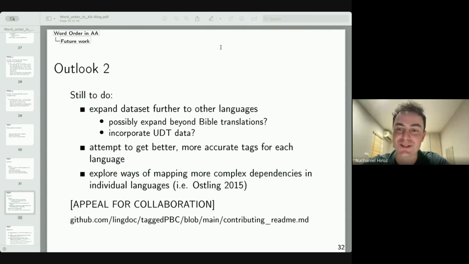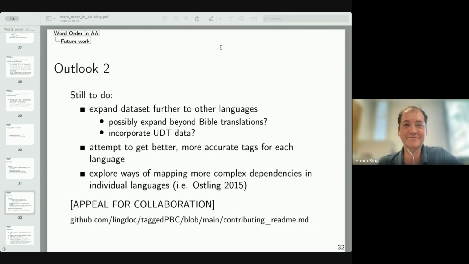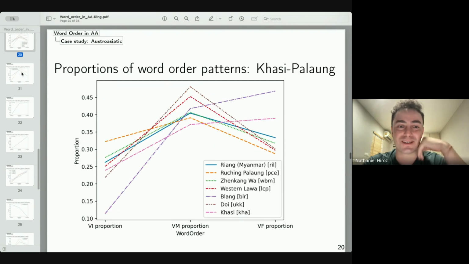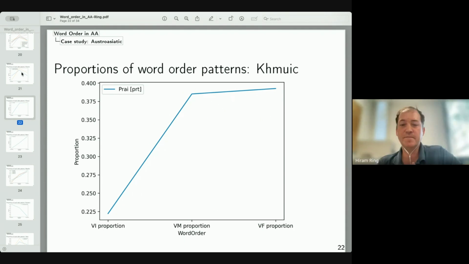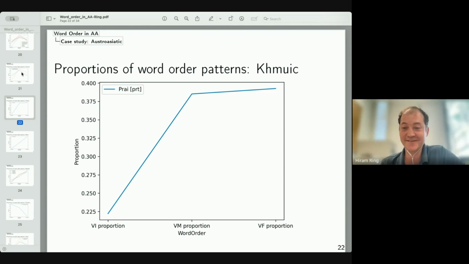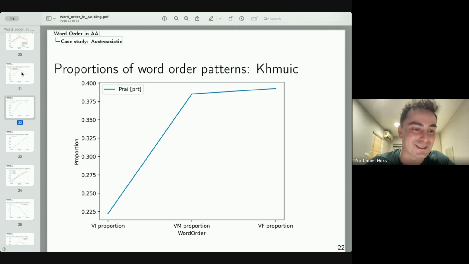Okay, I don't see any other question, but I have a question myself, or actually two related questions about the Khmuic slide. It was about Prai, right? Were those only transitive clauses or also involving intransitive clauses? Let's see. Graphs for, yeah. So this is across all clause types, so transitive and intransitive both. Okay. It's interesting to me because I've worked quite a bit on Prai, and there are a lot of verb-initial structures in intransitive clauses. So that's why I was shocked by the zero.